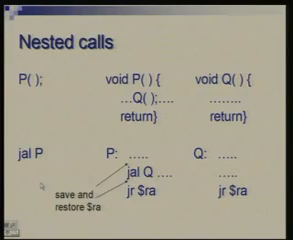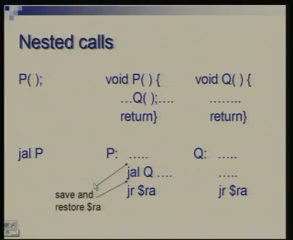How will they appear in assembly? You have JAL P for this call, so that will bring the control here, and at some point you say JAL Q, the control gets transferred here. Here you expect that JR $RA brings you back here, go further, you expect that JR $RA brings you back here. So that is how you want control to be linked.